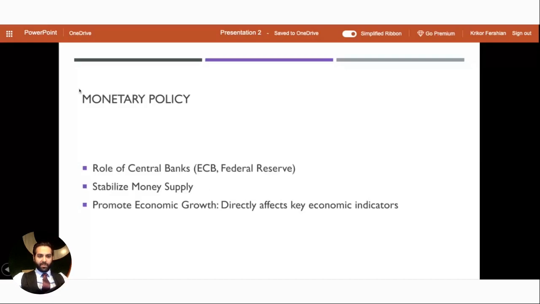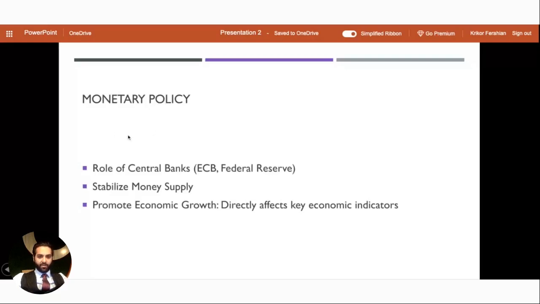So monetary policy is basically the job of the central bank, right? In the Eurozone, there's the ECB, European Central Bank. And in the US, there's the Federal Reserve. And basically what they try to do is they try to stabilize the money supply. Okay, so monetary policy, basically money policy, right? The policy to control the level of money. Sometimes they want to reduce it, sometimes they want to increase it.